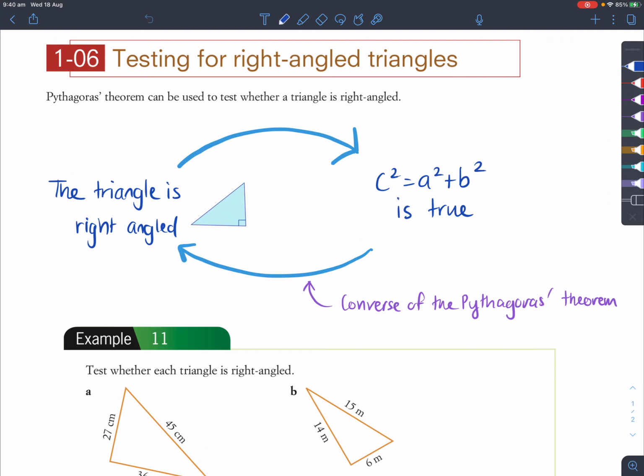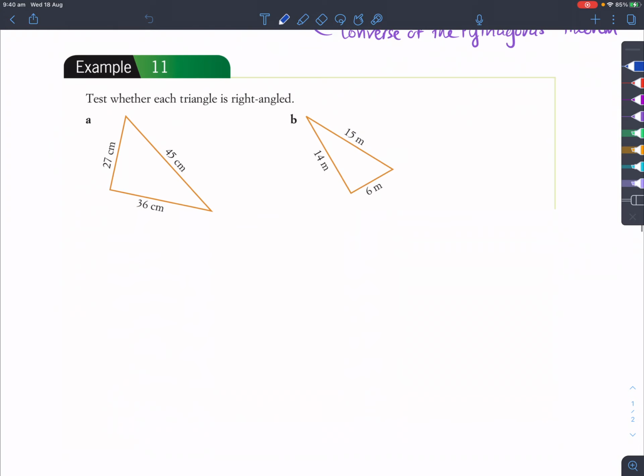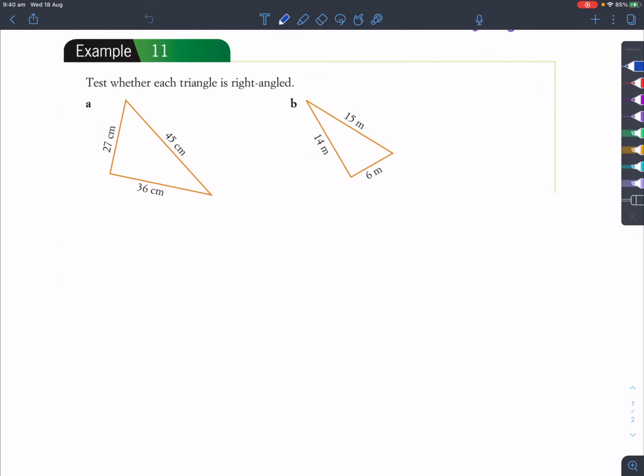So look at this example. Test whether each triangle is right-angled. We're firstly going to have a look at what c, a, and b are. C is our hypotenuse, and we're going to try and find out c squared. You remember how in our formula we've got these two sides; we're going to find what this is first. So c squared in this case is 45 squared. If I simply type that on my calculator, 45 squared is 2025.